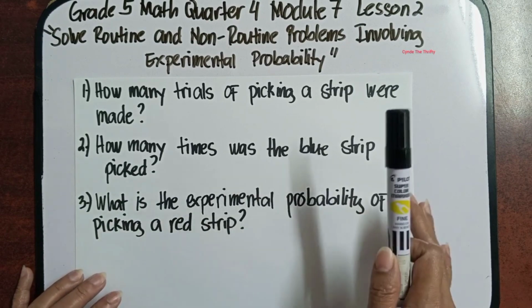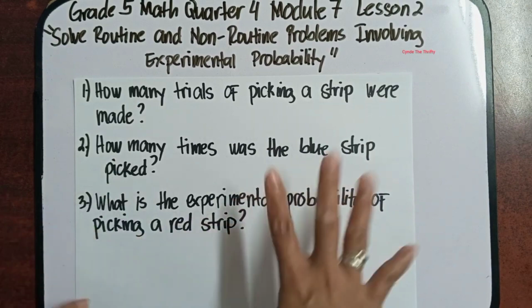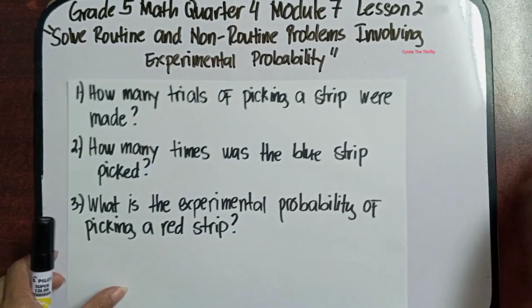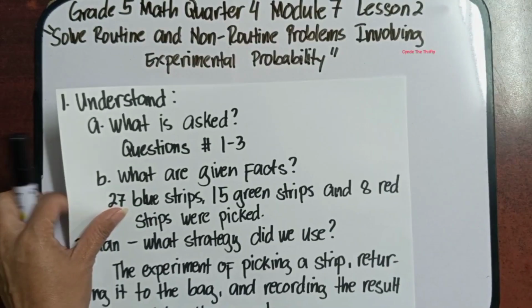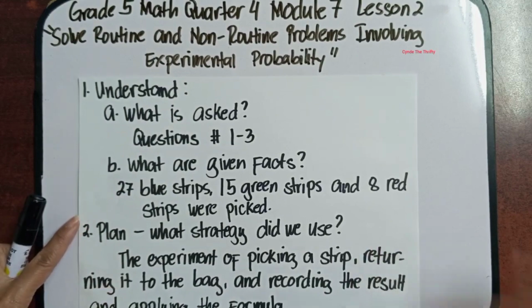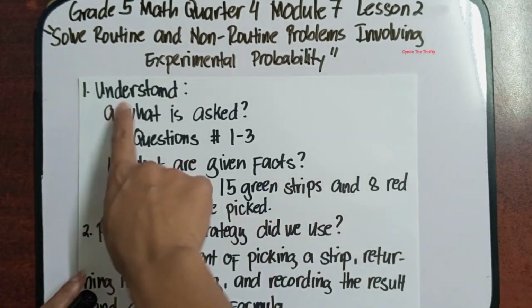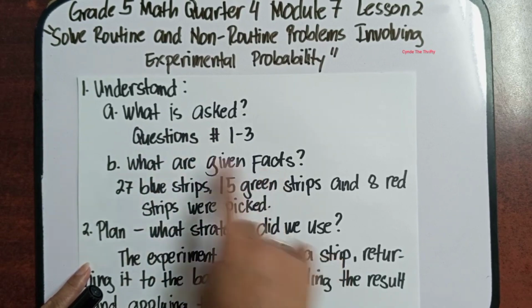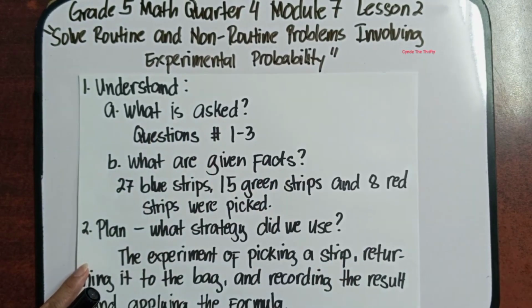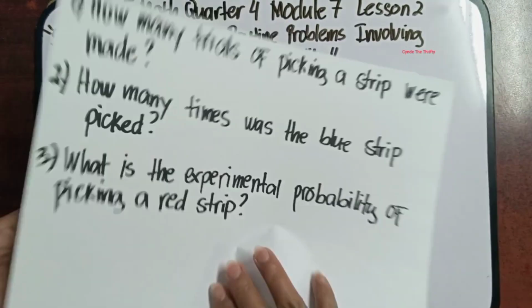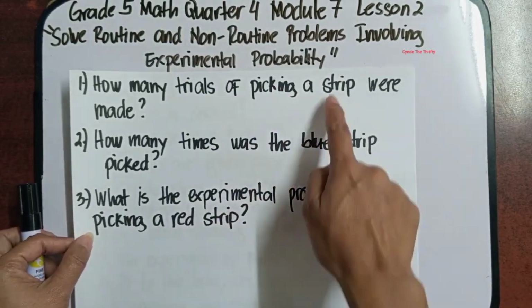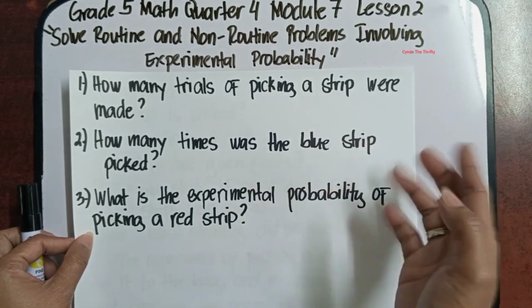So, ang mga question na to, sasagutan natin siya sa pamamagitan ng ating 4-step plan. So, magsisimula tayo sa, of course, understand. So, i-understand natin ang ating problem. Okay, so sa understand, meron tayong what is asked and then what are given facts. Okay, so what is asked? Ano yung tinatanong? Ito yung question natin na number 1, 2, and 3. So ito yung tinatanong or ito yung hinahanap or ito yung isosolve natin.